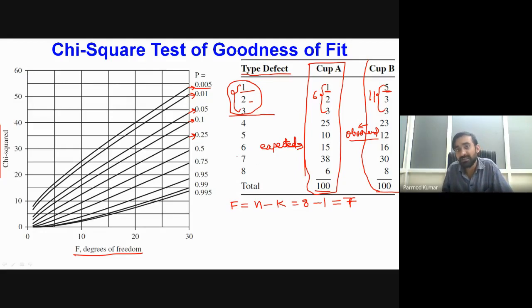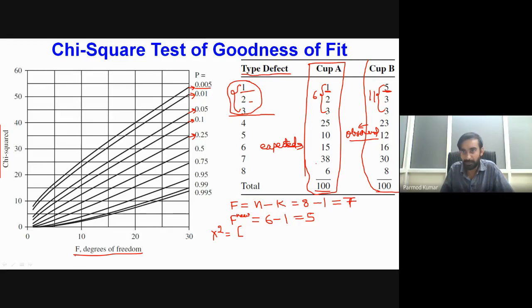So what will be happening now is that instead of 8, we will have only 6 cells, because these 3 we have combined into a single cell. So our new degrees of freedom will be 6 minus 1, which is equal to 5. So 5 is now our new degree of freedom. While calculating the value of chi-square, we know that chi-square is observed value minus expected. Cup A type we have considered as our expected, and cup B we have considered as our observed distribution.